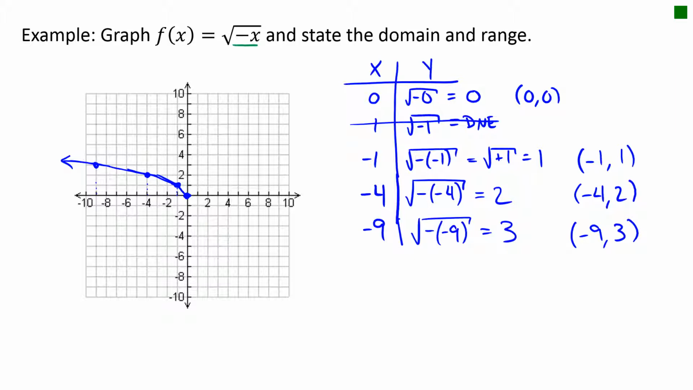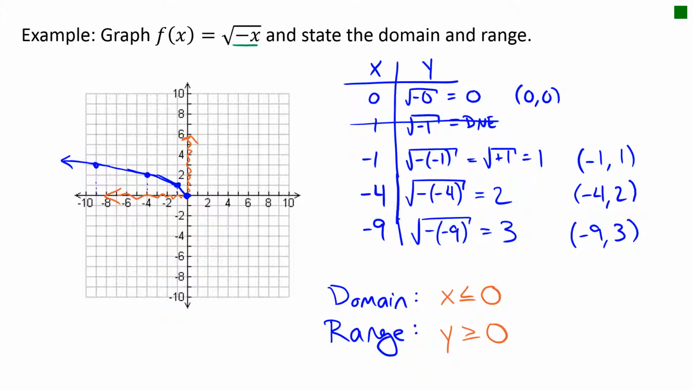And we will note the domain and the range. This time, all of the x values for this line are going to the left, which means that x is less than or equal to 0. And for the y values, they're all climbing upwards from 0, so all the y values are greater than or equal to 0. And we can see that in our points.